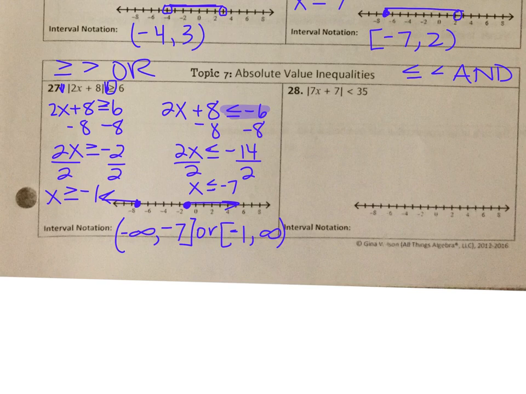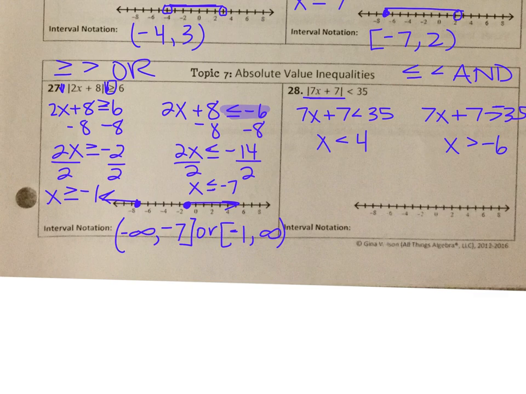All right, last one that we're going to do. This is ready to be broken into 2 problems. It's going to be an and. 7x plus 7 less than 35, 7x plus 7 greater than negative 35. If I work these out, I get x less than 4, x greater than negative 6.